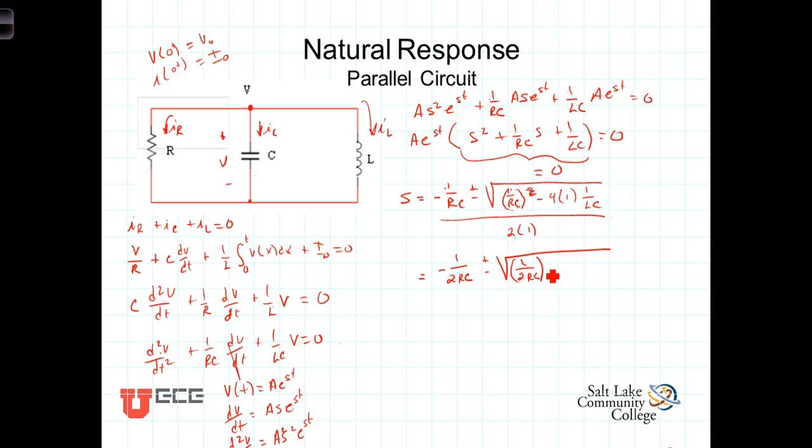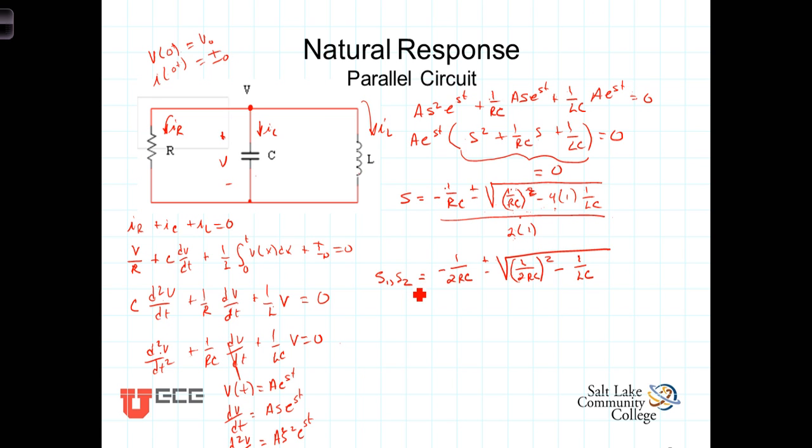In other words, I end up with 1 over 2RC quantity squared minus, now once again, this 2 into the numerator comes into the radical as a 4. It's in the denominator, so it's going to cancel that 4. And we're left with simply 1 over LC. Because of the plus and minus terms of the quadratic equation, we have then two values of s. We'll call them s1 and s2.